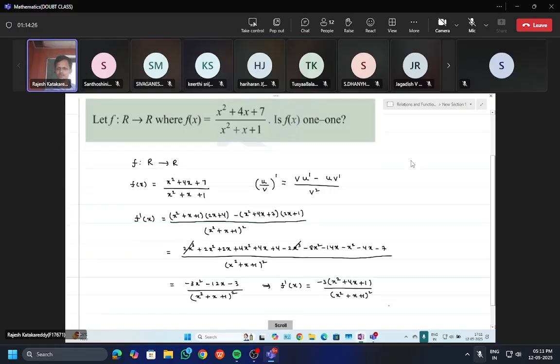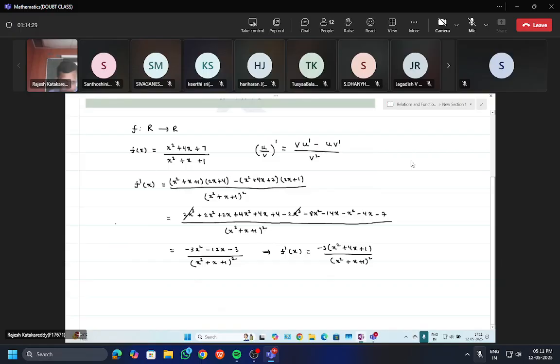Next, equating that to 0, we need to do, no? Okay, let us equate the first derivative to 0. The moment we equate this to 0, I'm just writing the equation x square plus 4x plus 1 equals 0 will be remaining. The remaining factors don't matter, they go to the other side. Now, roots of this equation. Do we have real roots for this? x square plus 4x plus 1 equals 0 has real roots or not?